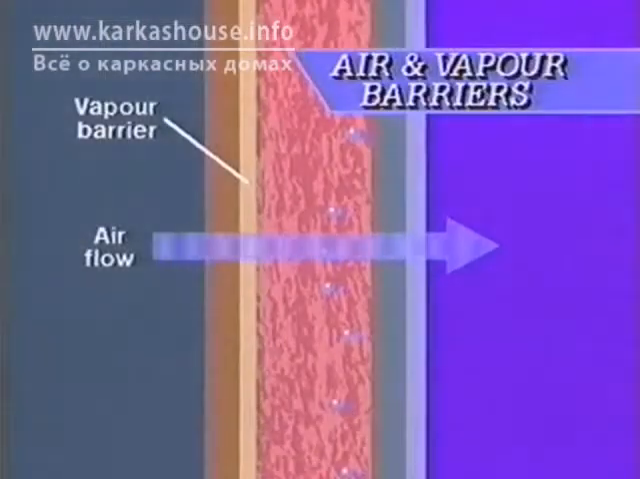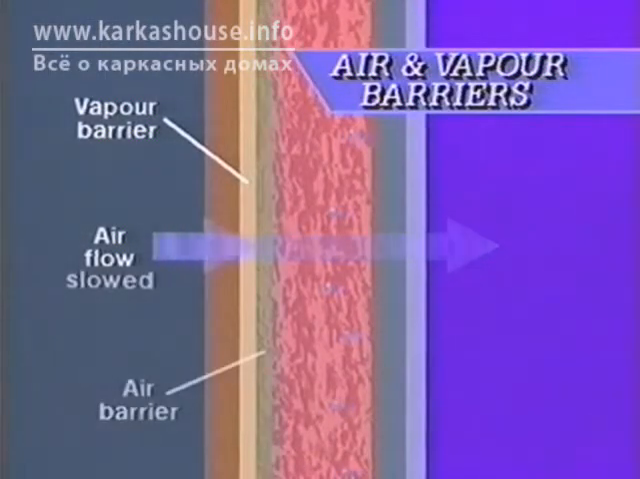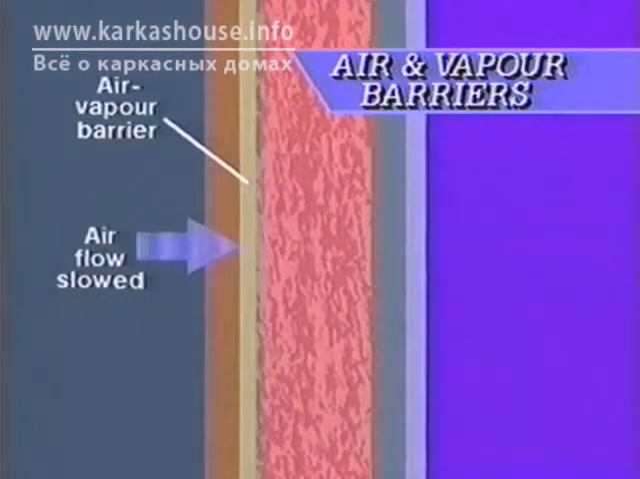Exactly. You can install a barrier which is for the control of diffusion, or you can install a barrier which is for the control of air leakage, or you can install a barrier which is a combination of the two, as in the case of the poly that we've been seeing in a lot of these houses. Now, whether you're using two separate barriers or the combination air-vapor barrier, you still have to control air leakage, right? That's correct. Where in the wall assembly does that barrier go?